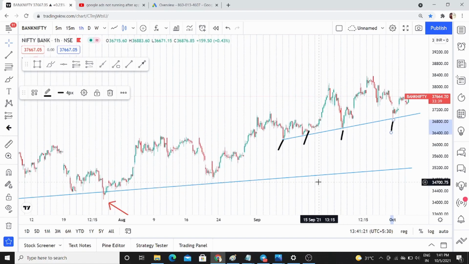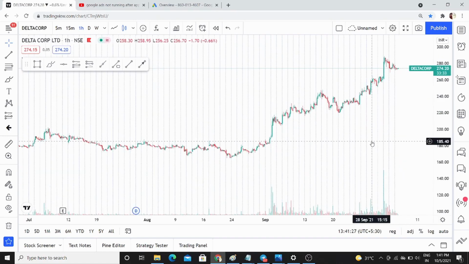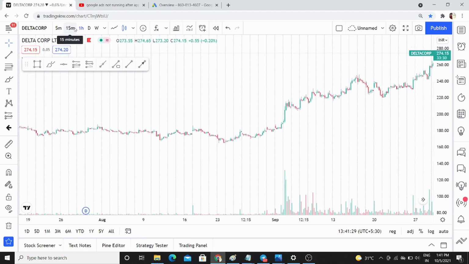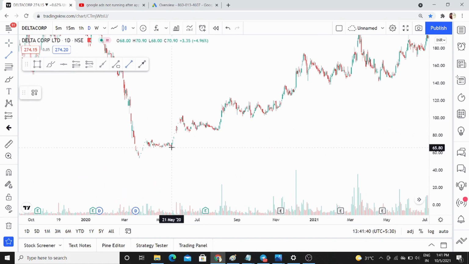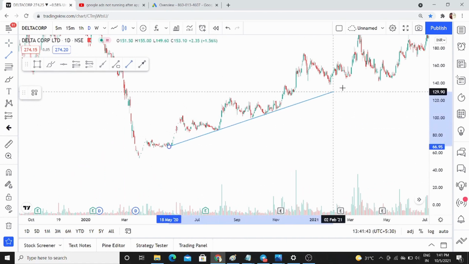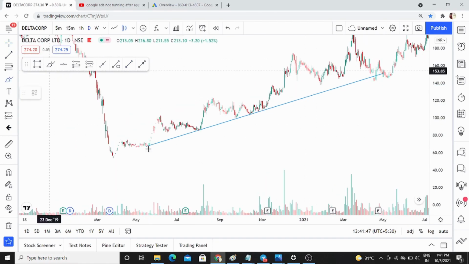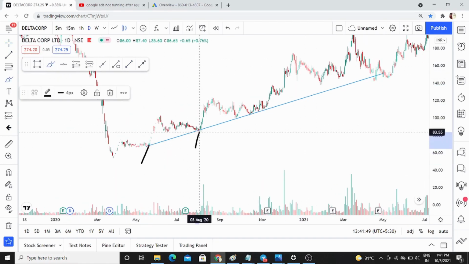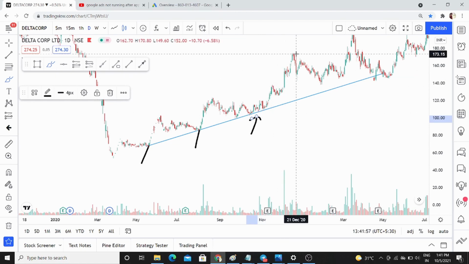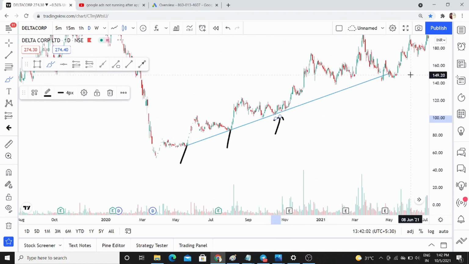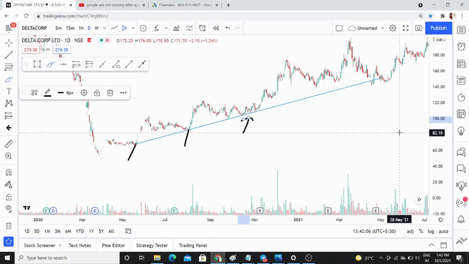We will see some stock examples. This is the chart of Delta Corp in the daily time frame. If you draw the structure here, the first, second, and third time it took support from this trend line and moved upward. Very simple. You just need to find such structures.